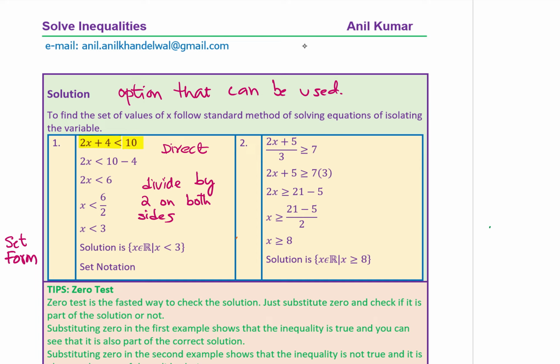So once again, in the set form, I hope you remember, these curly brackets mean set of. And this bar here is the condition. And that means real numbers, right? R is for real numbers.